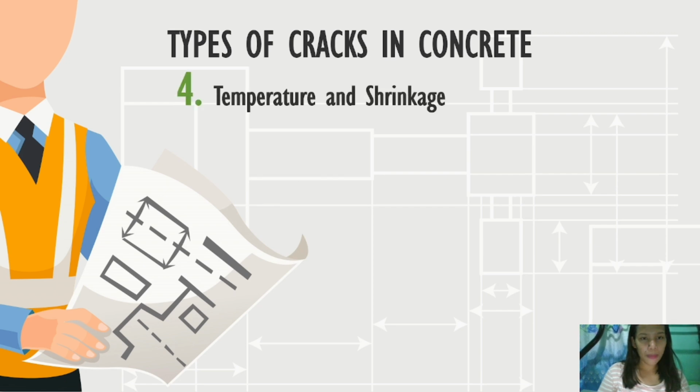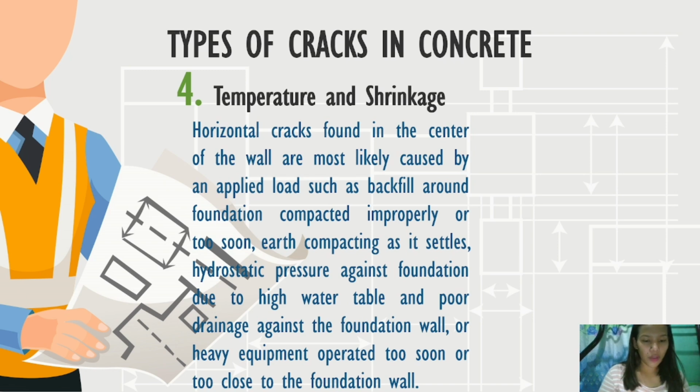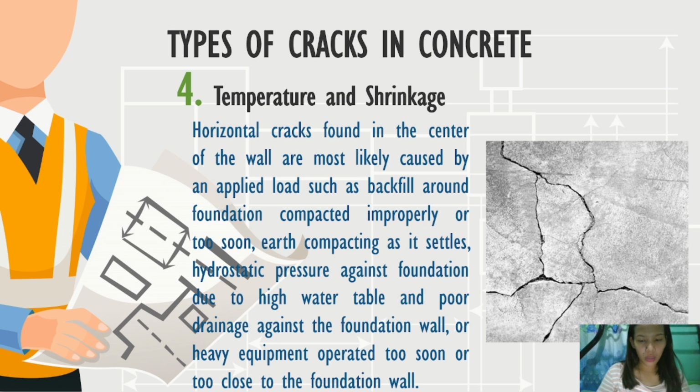So the fourth type is the temperature and shrinkage. Horizontal cracks found in the center of the wall are most likely caused by an applied load such as backfill around the foundation compacted improperly or too soon, earth compacting as it settles, hydrostatic pressure against the foundation due to a high water table, poor drainage against the foundation wall, or heavy equipment operated too soon or too close to the foundation wall.